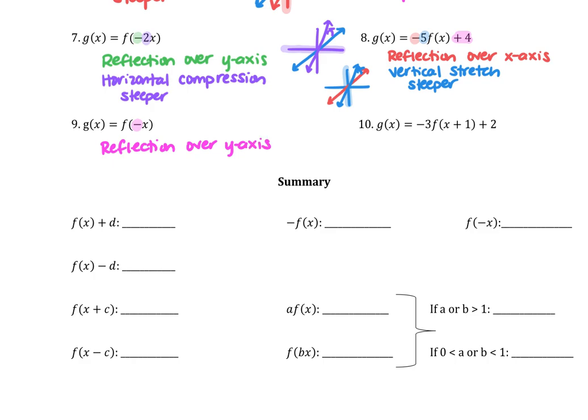And number 10, I have a lot of things happening. I have a negative, I have a 3, I have a +1, and I have a +2. So let's go through each of those. The negative out in the front, since it's in front of the F, is a reflection over the x-axis. The 3, since it's in front of the F, is a vertical change. Since it is greater than 1, it is getting steeper.